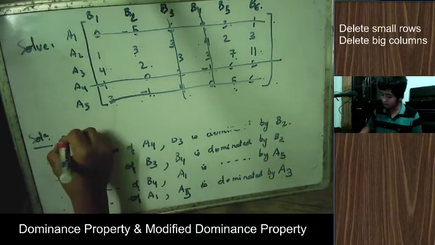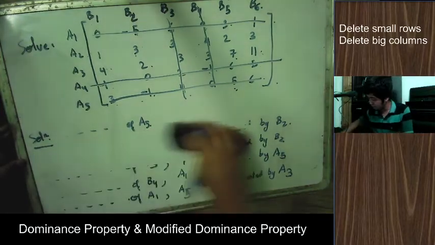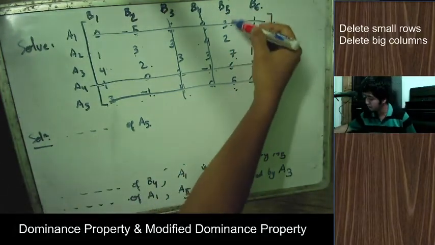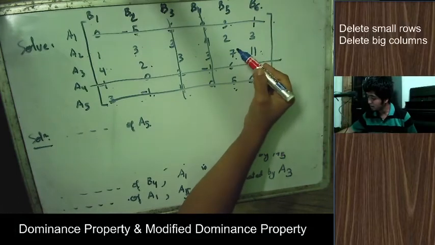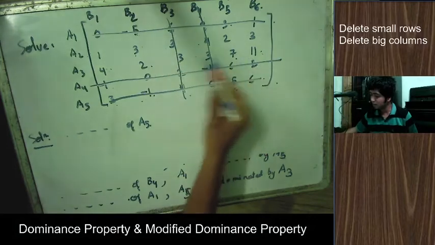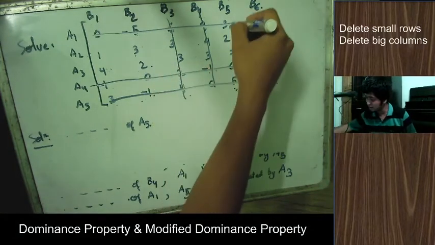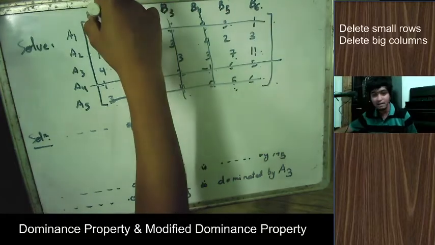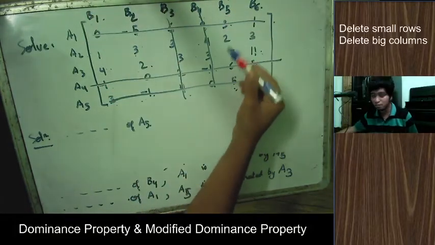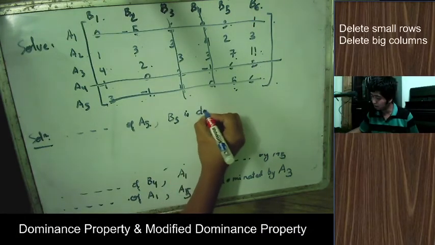I will write some more. Again, after deletion of A5, what will we have? This one is bigger or equal to this, right? Similarly, B5 is greater than B1. Because we have to delete the big columns, B5 is dominated by B1.